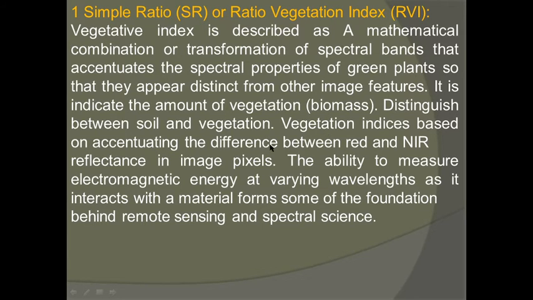Vegetation indices are based on accentuating the difference between red and NIR reflectance in image pixels. The ability to measure electromagnetic energy at varying wavelengths as it interacts with a material forms some of the foundation behind remote sensing and spectral science.